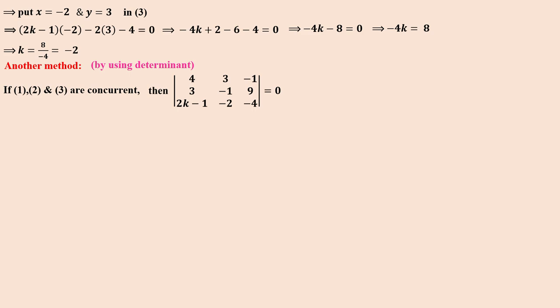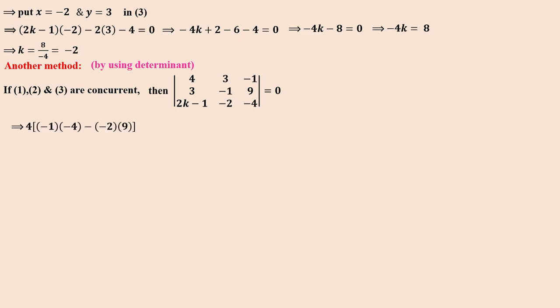If 3 lines are concurrent, we know a1, b1, c1, a2, b2, c2, a3, b3, c3, the determinant value is 0. So same idea we are going to use. For the first equation, we know the coefficient of x is 4, coefficient of y is 3 and constant term minus 1. For the second equation, coefficient of x is 3, coefficient of y is minus 1 and constant term 9. Third equation, coefficient of x is 2k minus 1, coefficient of y is minus 2 and constant term minus 4, which is equal to 0 because given 1, 2 and 3 are concurrent.